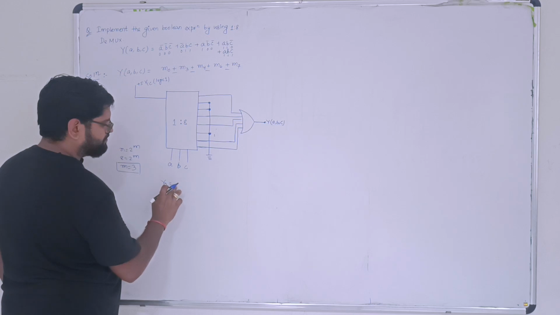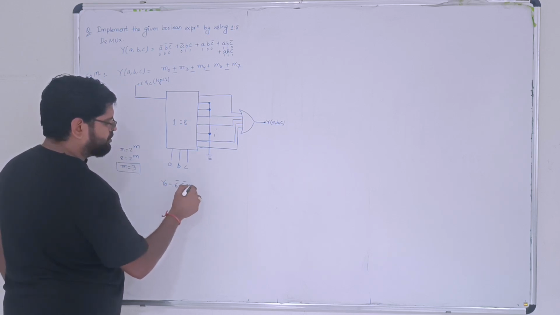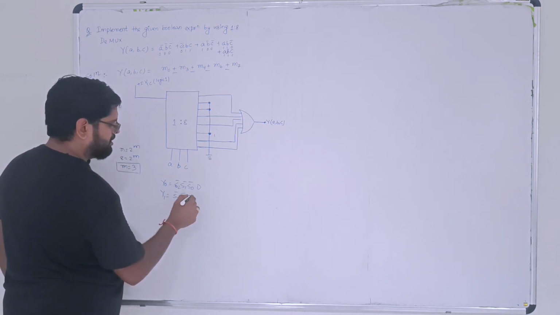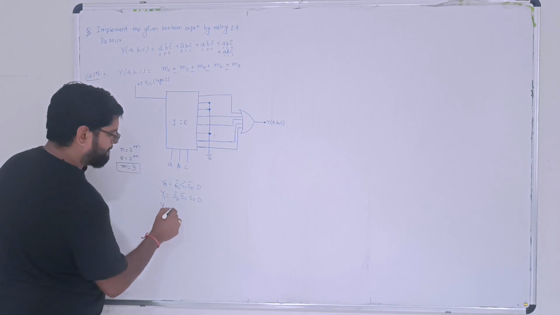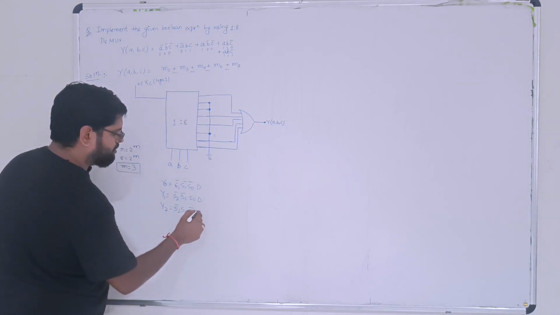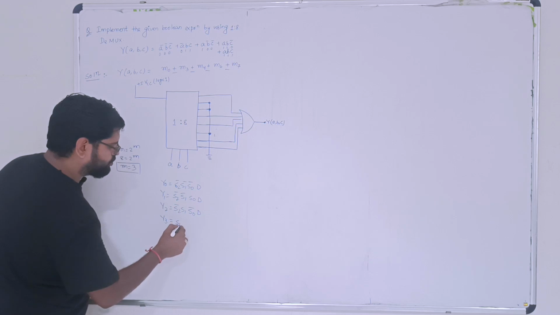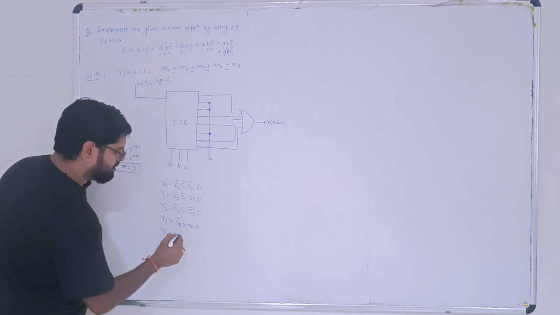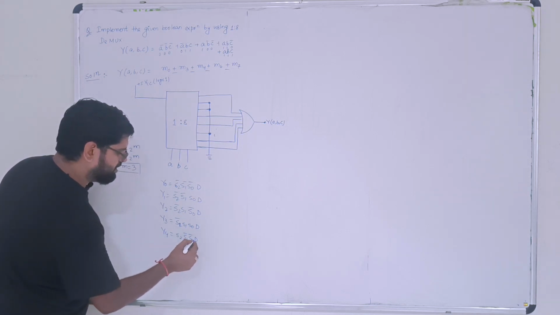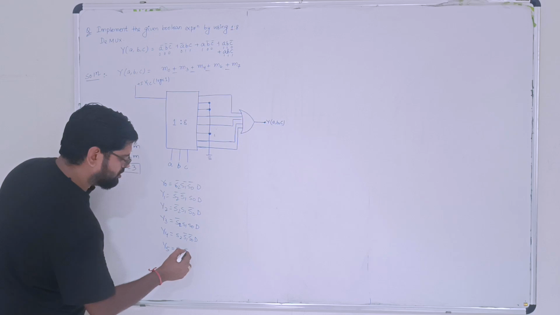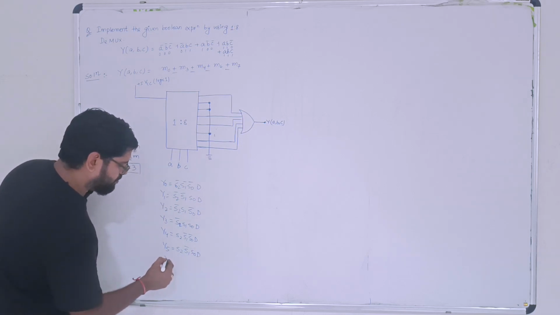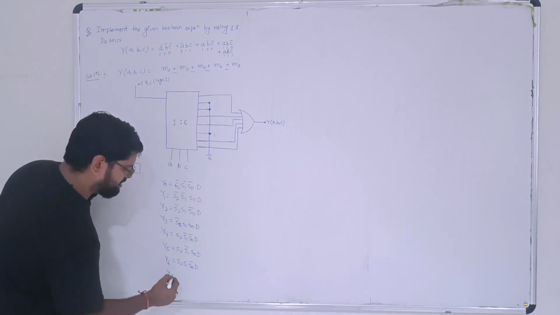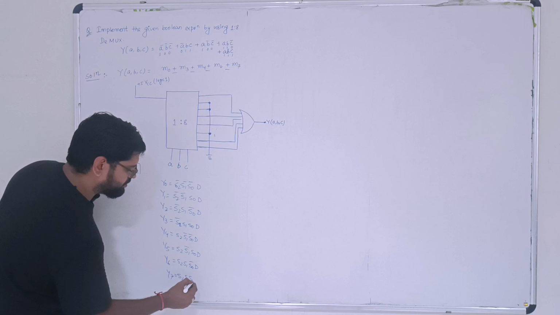Y0 equals S2 bar, S1 bar, S0 bar, D. Y1 is S2 bar, S1 bar, S0, D. Y2 is S2 bar, S1, S0 bar, D. Y3 is S2 bar, S1, S0, D. Y4 is S2, S1 bar, S0 bar, D. Y5 is S2, S1 bar, S0, D. Y6 is S2, S1, S0 bar, D. And Y7 is S2, S1, S0, D.